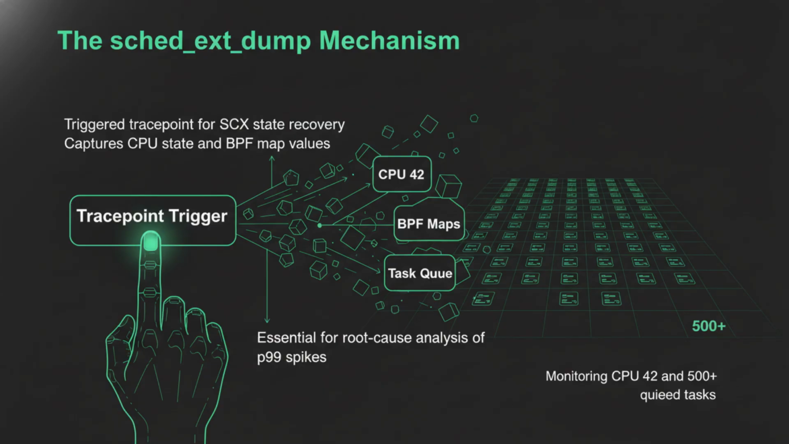For architects, this means you no longer have to guess why a P99 latency spike occurred at 3 a.m. You can analyze the dump to see that, for instance, CPU 42 was holding a lock, while 500 tasks were queued in a specific BPF ring buffer. This level of detail is essential for maintaining high availability patterns in distributed systems.